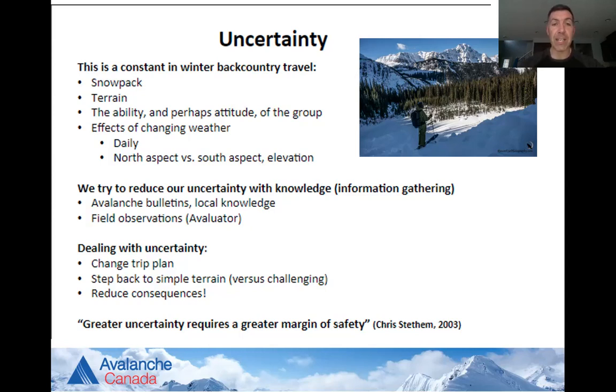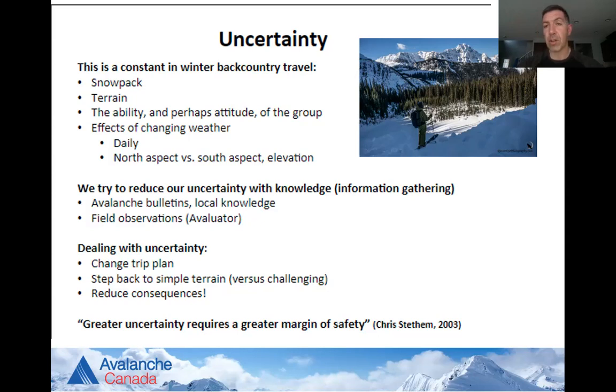The ability and perhaps the attitude of the group, we've spoken about that. So just being aware of the ability and the attitude. The attitude could be, we want to go and ski some steep lines. The ability could be, I can only ski green runs. So the two don't really marry up. And then the effect of the change in weather, and where it is you're skiing within that terrain. So you're skiing in the north, in the south, what elevation band are you skiing in? Because that affects the amount of snow that you're going to encounter as well.